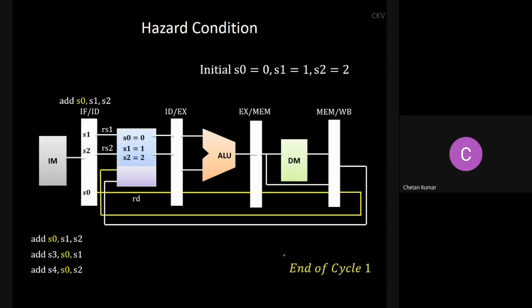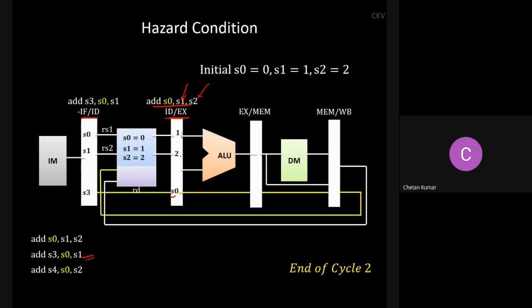So let us show. At the end of clock cycle 2, the first instruction has moved to the ID/EX stage. Now the values are read: S1 was 1 and S2 was 2. And your destination register has moved along with the instruction. At the same time, because when you say pipelining, there is an overlap, while the first instruction went and read these two registers, your second instruction was fetched.